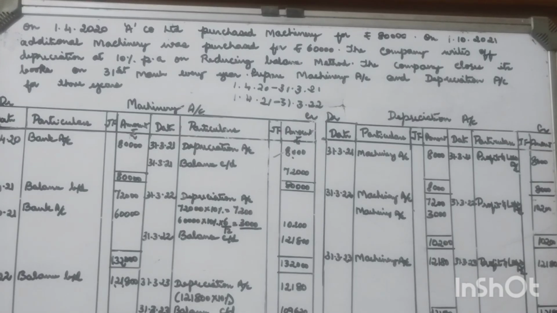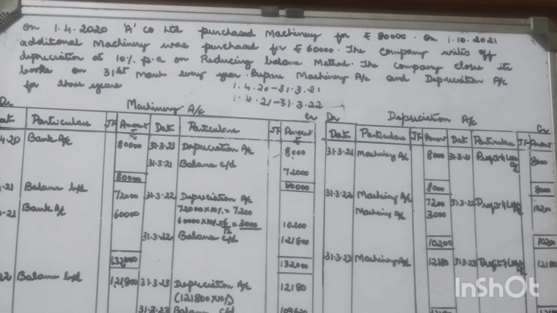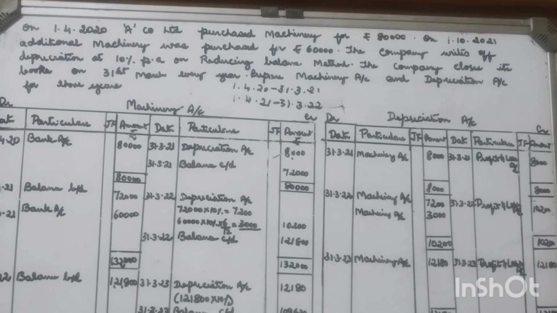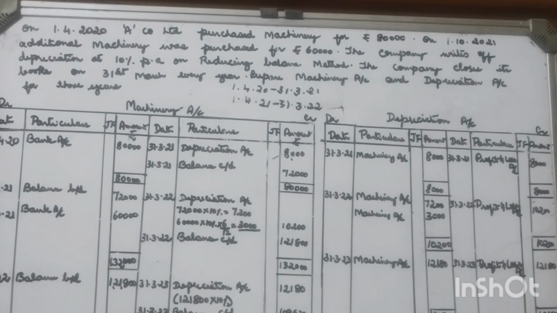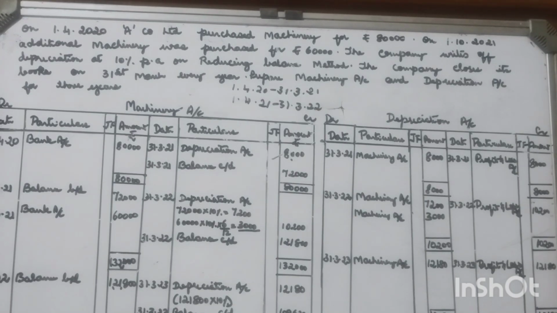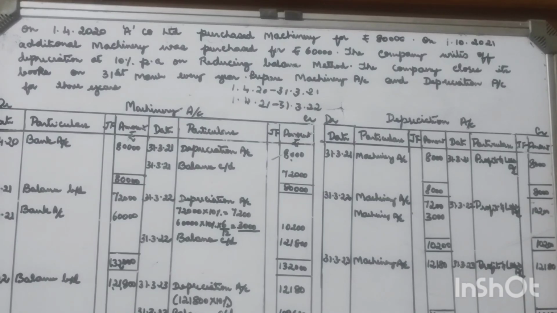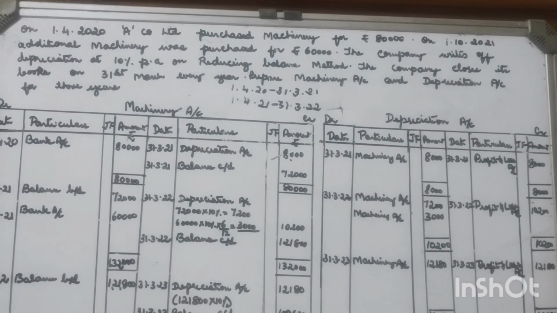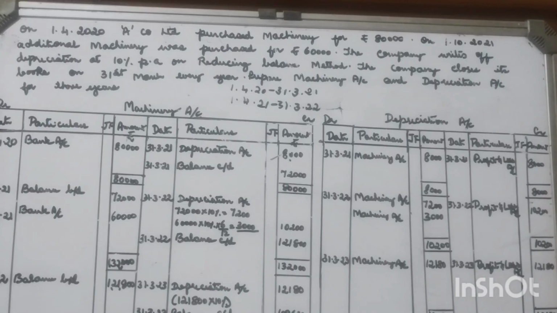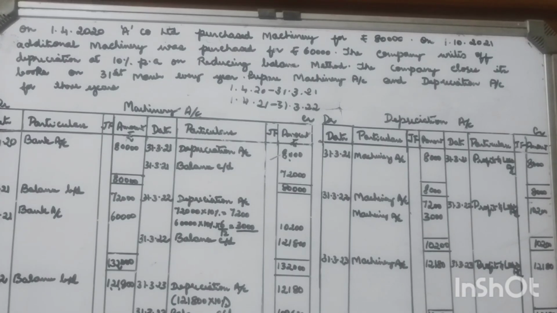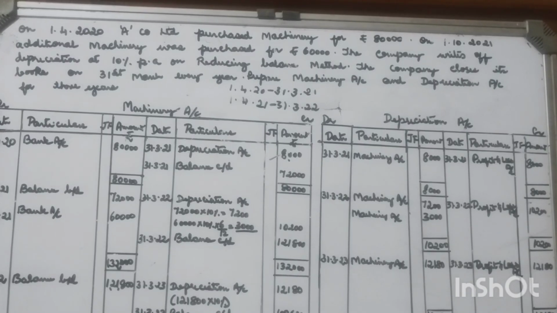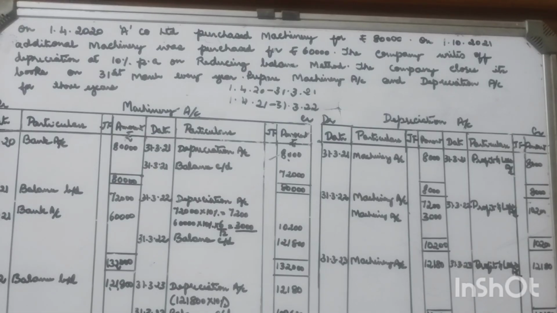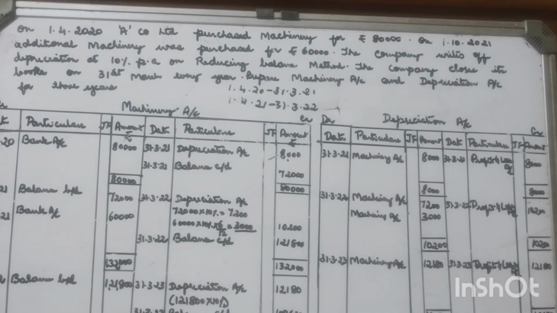Here is a problem. On 1/4/2020, A Company Limited purchased a machinery for 80,000. On 1/10/2021, additional machinery was purchased for 60,000. The company writes off depreciation at 10% per annum on reducing balance method. The company closes its books on 31st March every year. Prepare machinery account and depreciation account for 3 years.